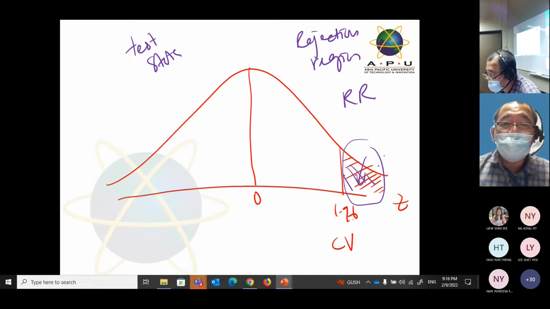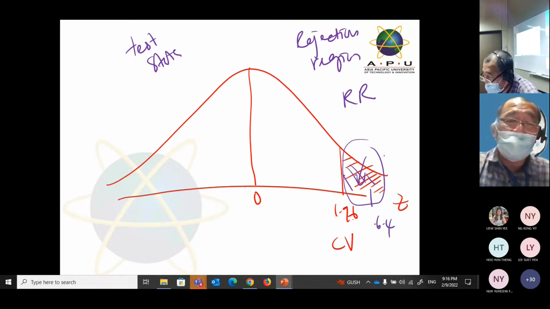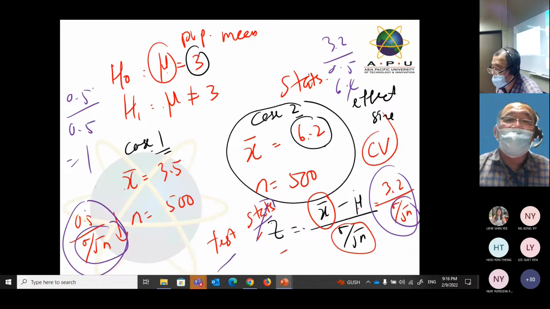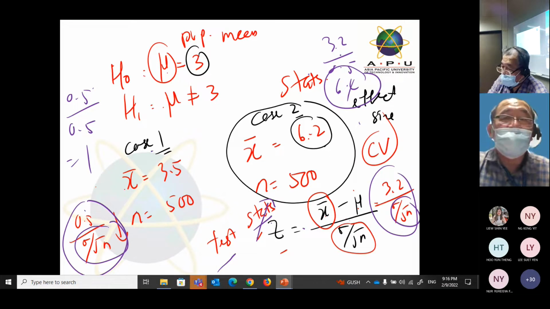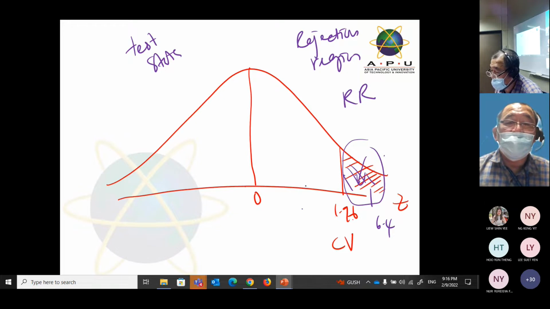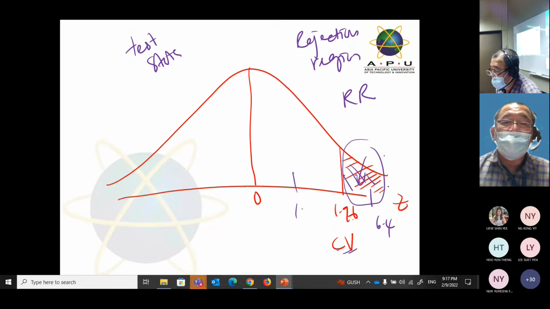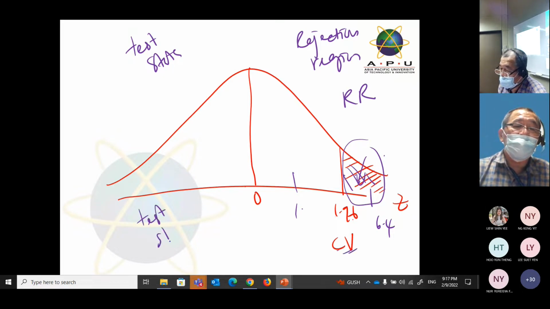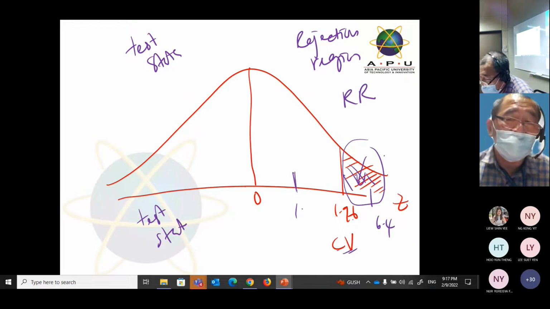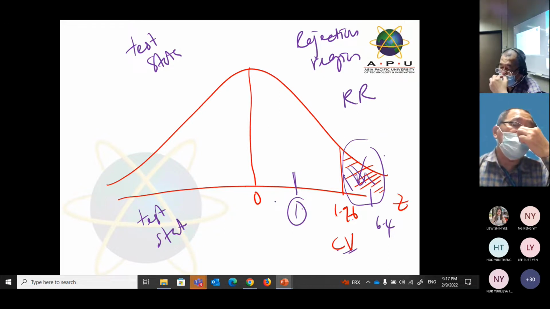So for case 2, we get 6.4. Therefore, we can reject the null hypothesis under case 2. But for case 1, we get only 1. So it means we compare the critical value with the test statistic. The test statistic is 1 for case 1. Therefore, for case 1, we cannot reject the null hypothesis.